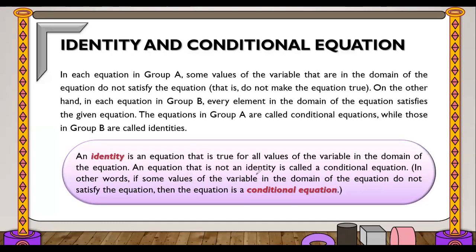An equation that is not an identity is called conditional. In other words, if some values of the variable in the domain of the equation do not satisfy the equation, then the equation is conditional. Ito naman, on the other hand, kapag nagbigay ka ng domain x na not satisfied ang left and right side of the equation, ibig sabihin, yung equation na yun ang tinatawag na conditional equation. Okay? Ayun yung pagkakaiba ng dalawa, identity and conditional equation.